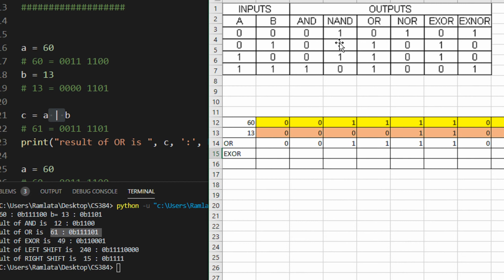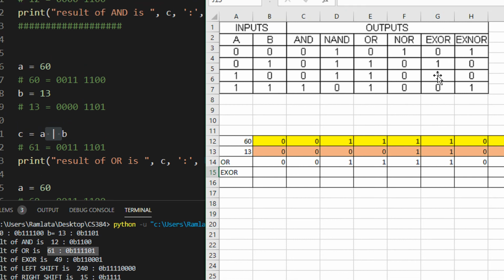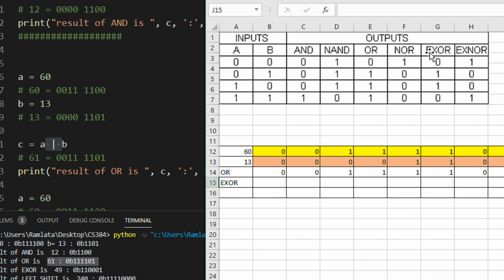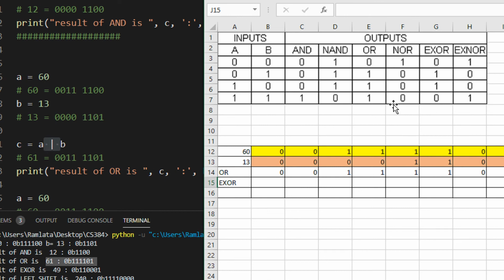And now we have exclusive OR. What differs between OR and exclusive OR is that the output is 0 if both are 1. So exclusive OR basically says that if the bits are the same, the output is 0. When both are 0, both bits are the same, so the XOR is 0. When both bits are 1, the output is again 0. When we have mismatching digits, the output is 1.